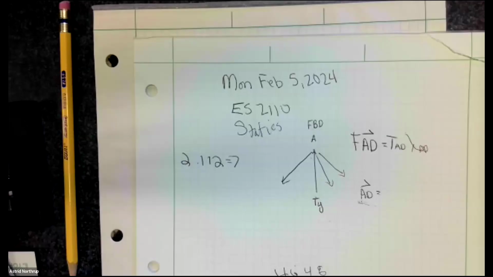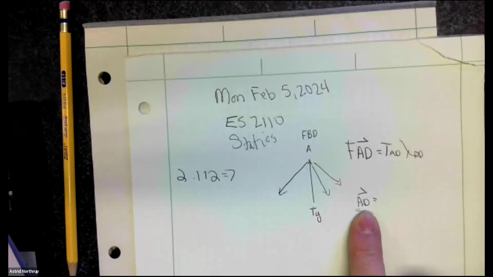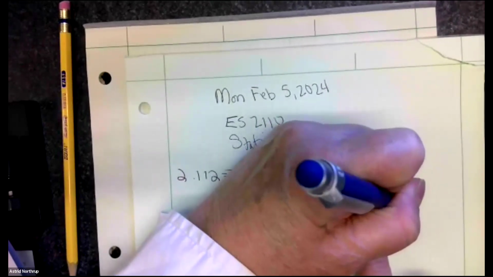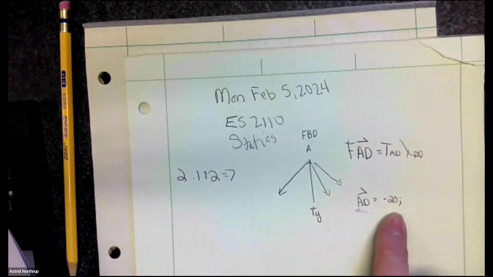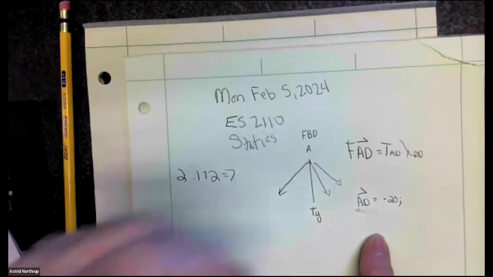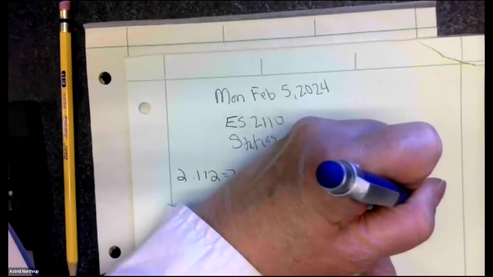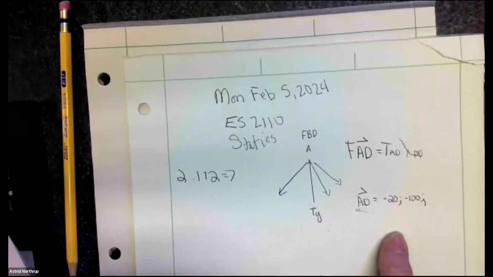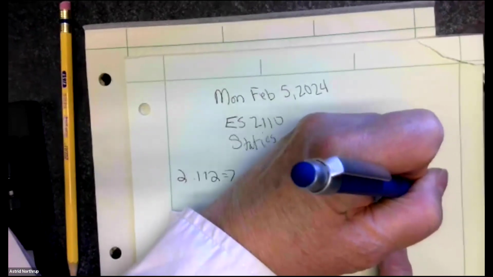All right, so from A to D in the X direction, the X direction is slanted across the page, and we are going backward into the page 20 feet. So AD is negative 20 feet in the I direction. In the J direction, A to D goes down 100 feet, so it's negative 100 J. And in the Z direction, we are also going back into the page, and the dimension is 74 feet, so minus 74K.